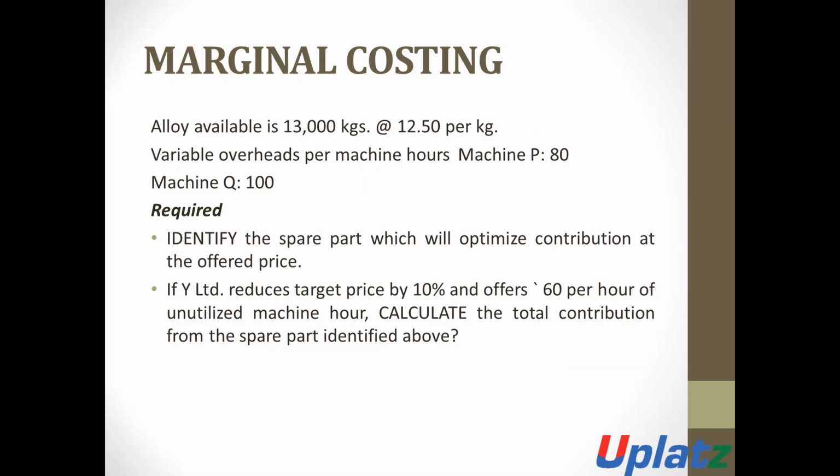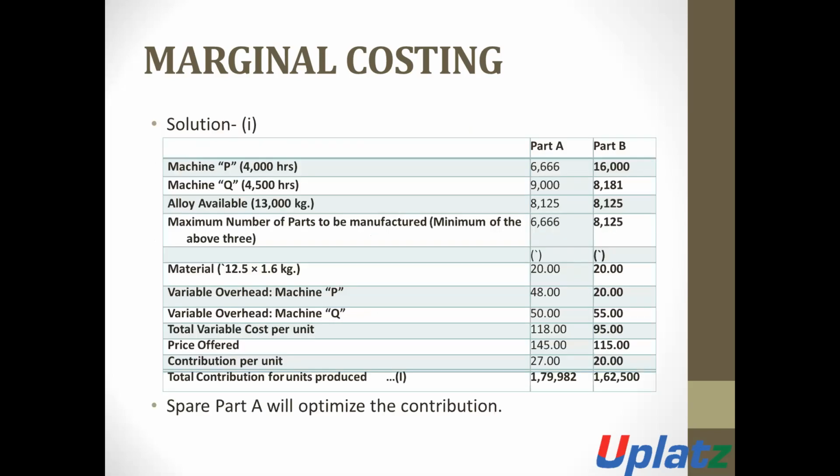Another requirement is, if X Limited reduces the target price by 10% and offers 60 rupees per hour for unutilized machine hours, then on the basis of this, calculate the total contribution from the spare parts which are identified above. Okay, first we will prepare a contribution sheet. We will calculate the contribution.